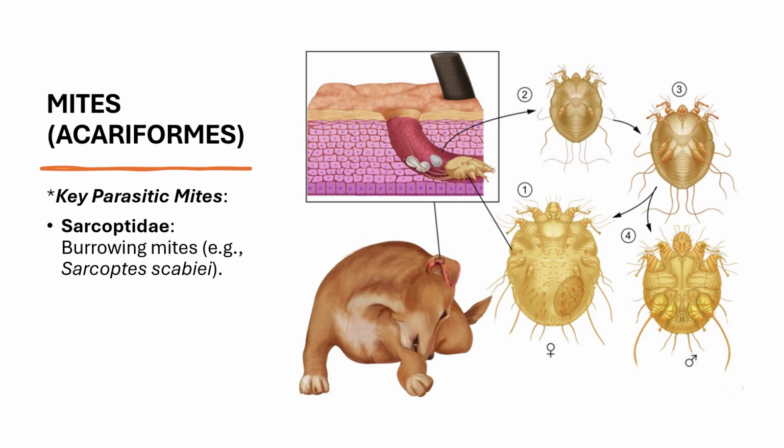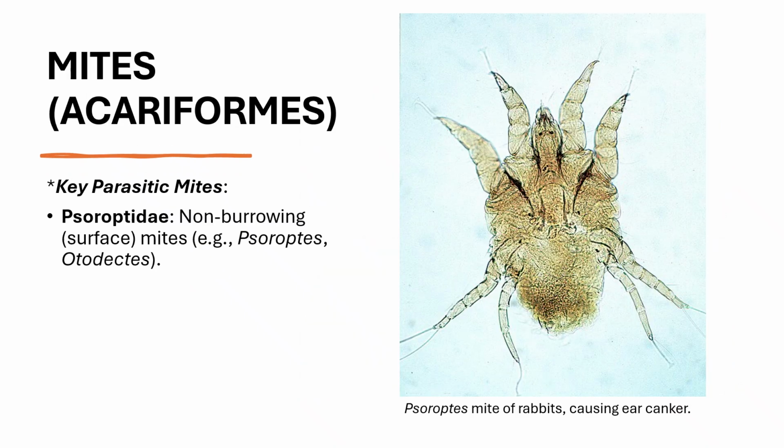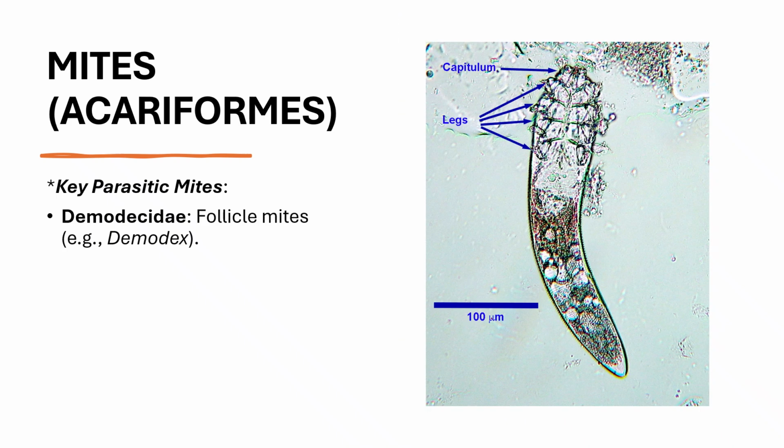The parasitic mites are divided into different families. The first is the Sarcoptidae. These are burrowing mites, and an example of this is Sarcoptes scabiei. We also have the family Psoroptidae. These are non-burrowing or surface mites, and examples of this are the genera Psoroptes and Otodectes. We also have the Demodicidae. These are the follicle mites, and an example of this is the genus Demodex.